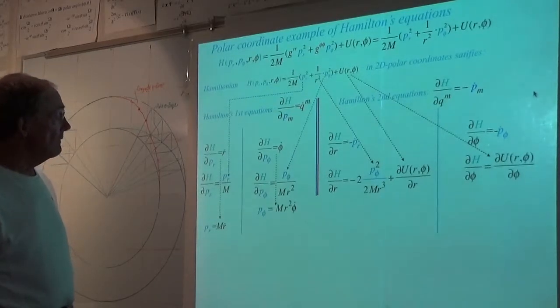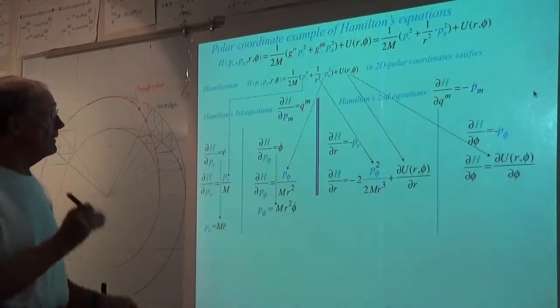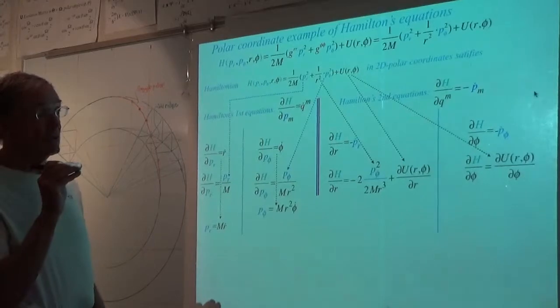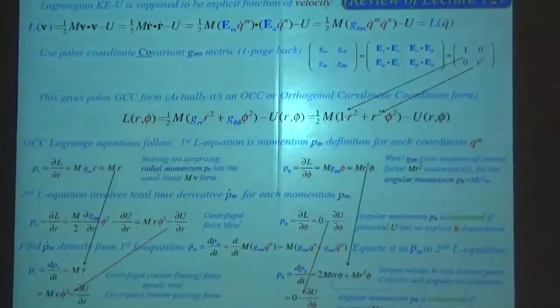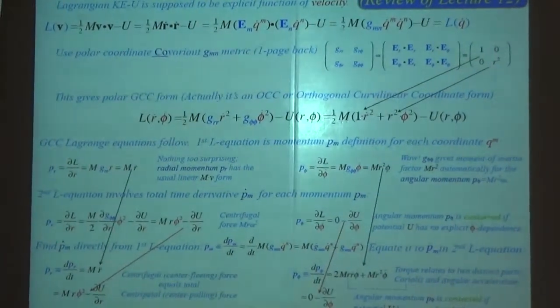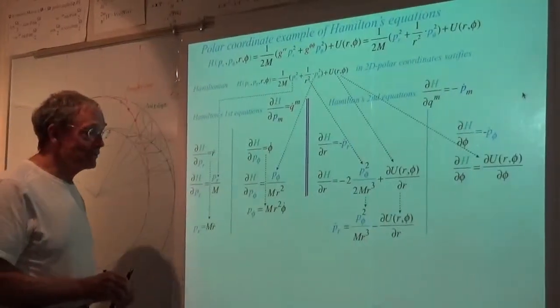This one comes out P phi equal mr squared phi dot. Okay, that's good. We got that immediately over here, just in the section here where I said wow. We got that pretty immediately. Okay, that's checking. These twos cancel and give us a kind of an interesting relation.